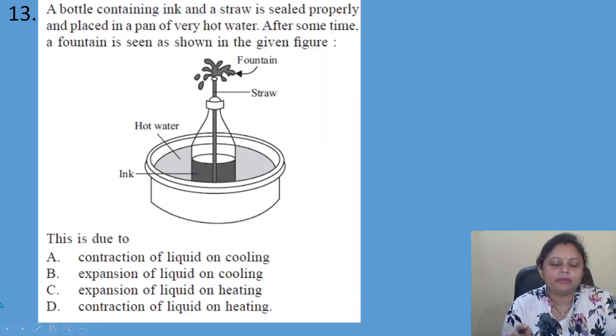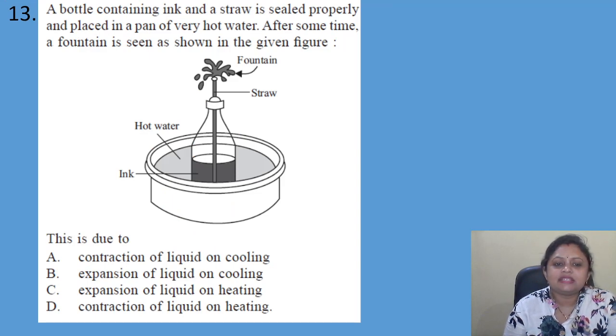A bottle containing ink and straw is sealed properly and placed in a pan of very hot water. After some time, a fountain is seen as shown in the given figure. This is due to, options are A, contraction of liquid on cooling, B, expansion of liquid on cooling, C, expansion of liquid on heating, D, contraction of liquid on heating.